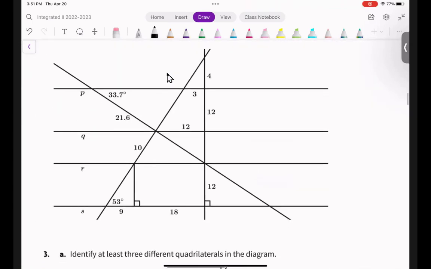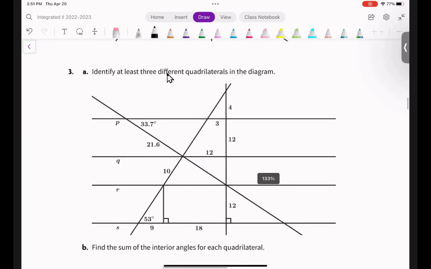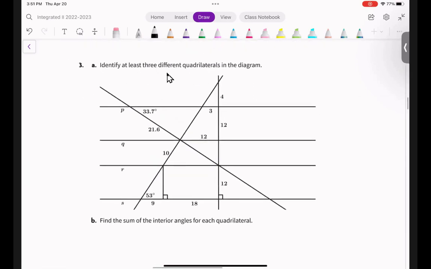So here's the same exact drawing. This one says identify at least 3 different quadrilaterals in the diagram. So 3 different quadrilaterals in the diagram.